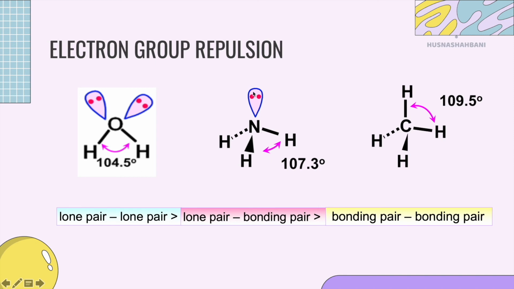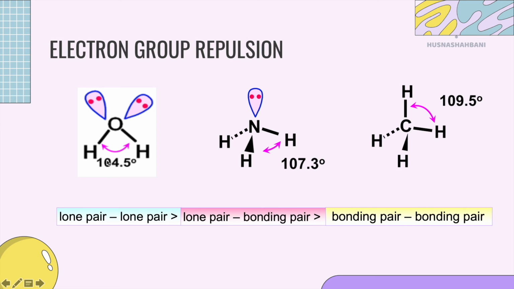In H2O you have two lone pairs, but in NH3 you have only one lone pair. This one lone pair only repels with the bonding pairs, so it doesn't repel with another lone pair like this one. These two lone pairs repel each other, but this lone pair doesn't have another lone pair to repel, it just repels the bonding pairs, making the angle 107.3 degrees.